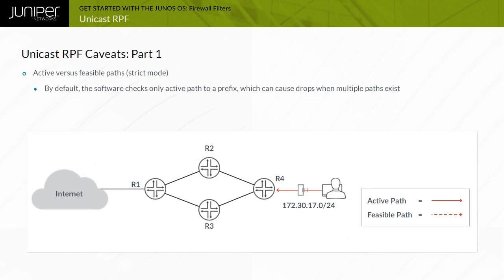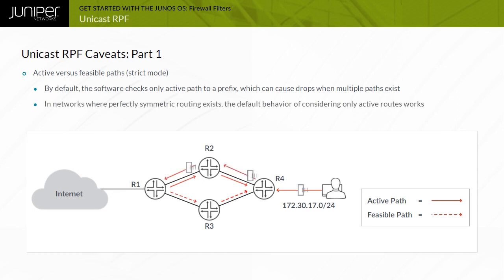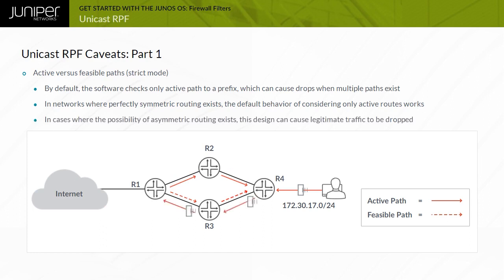By default, when a Junos device performs its RPF check, it considers only the active routes to a given destination. In networks where perfectly symmetric routing exists, the default behavior of considering only active routes should work. However, in cases where the possibility of asymmetric routing or different forward and reverse paths exists, this design can cause legitimate traffic to be dropped.